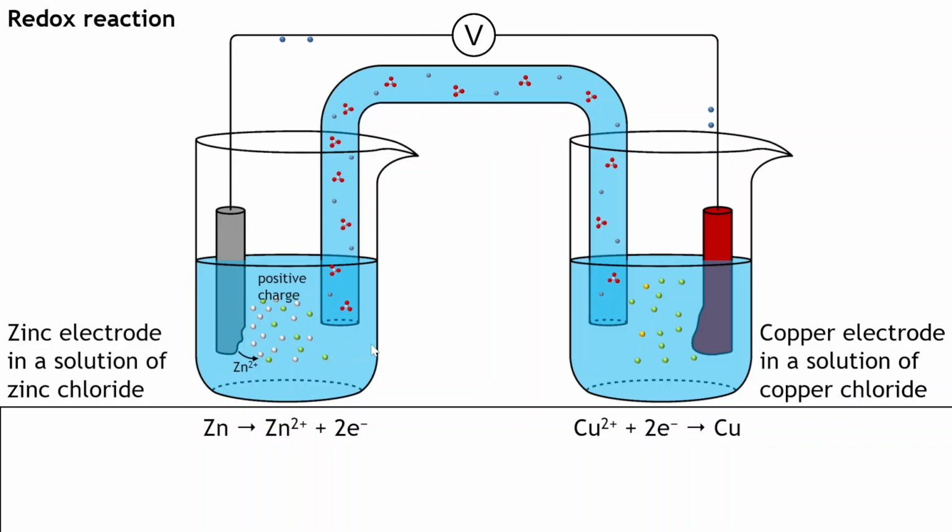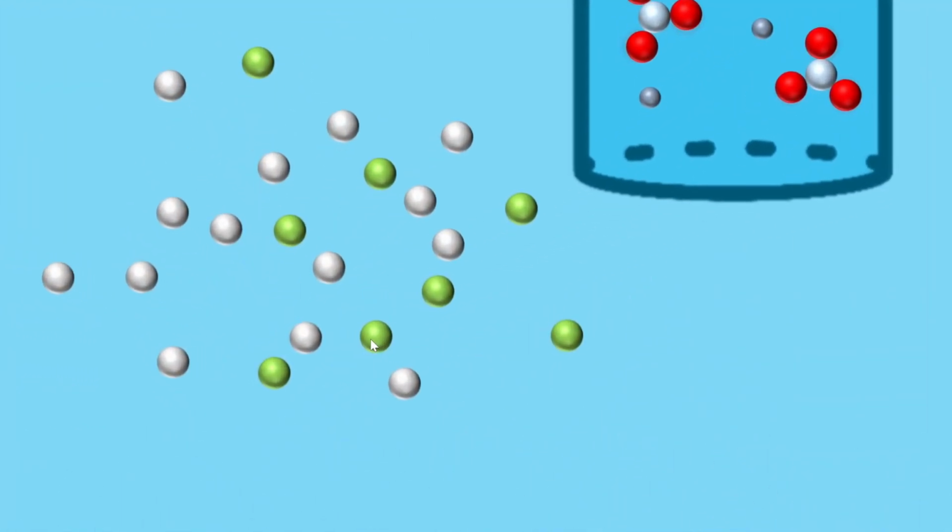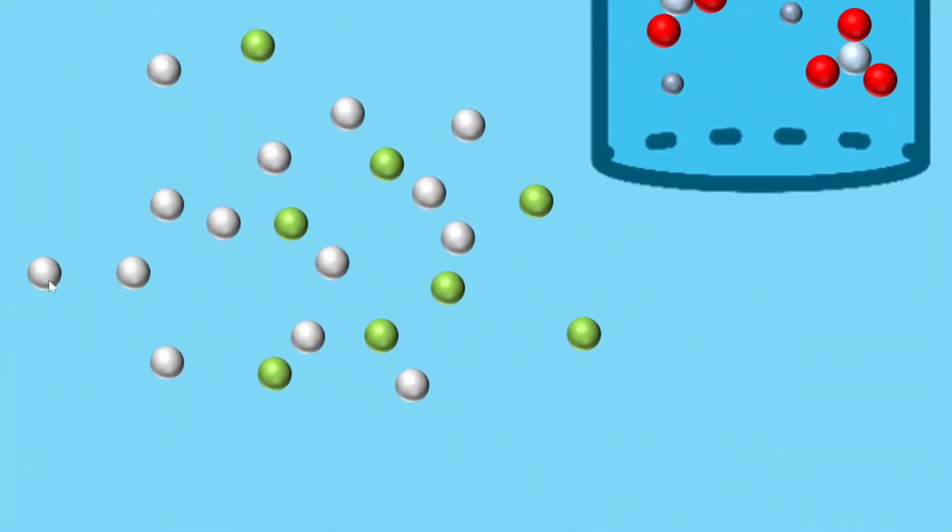Let's zoom in on the left side for a closer look. We now see more positively charged zinc ions than negatively charged chloride ions, so the solution now builds up a positive charge. If this problem is not resolved, the galvanic cell would not function. Therefore, this positive charge is balanced by negative ions from the salt bridge.